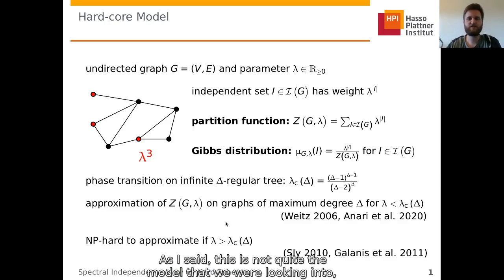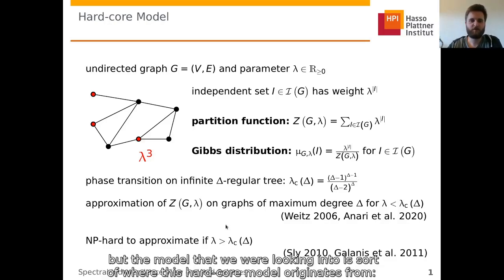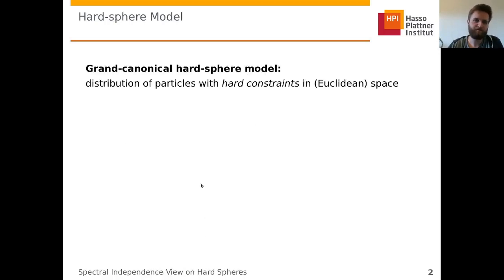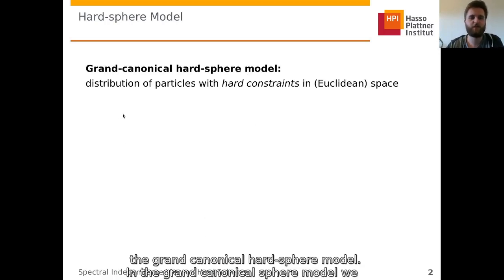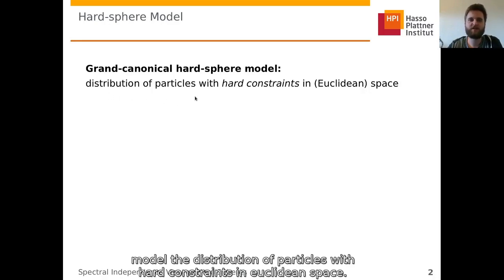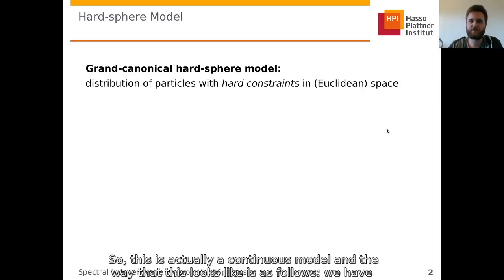Now, as I said, this is not quite the model that we were looking into, but the model that we were looking into is sort of where this hardcore model originates from. And this is the grand canonical hard sphere model. So in the grand canonical hard sphere model, we model the distribution of particles with hard constraints in Euclidean space. So this is actually a continuous model.